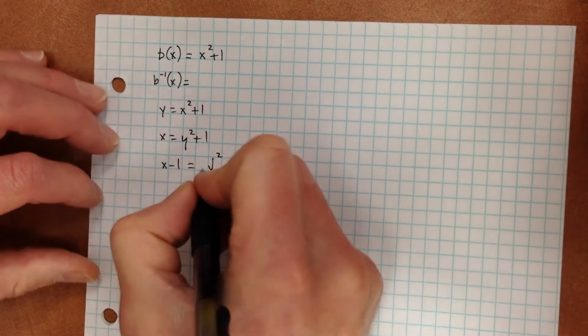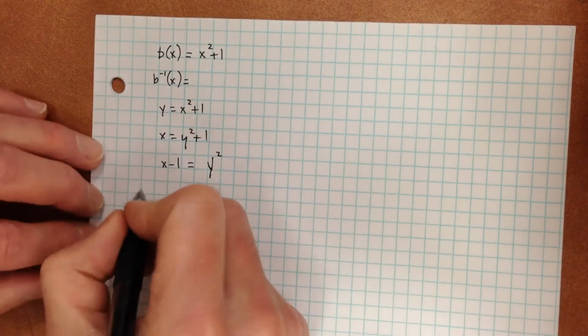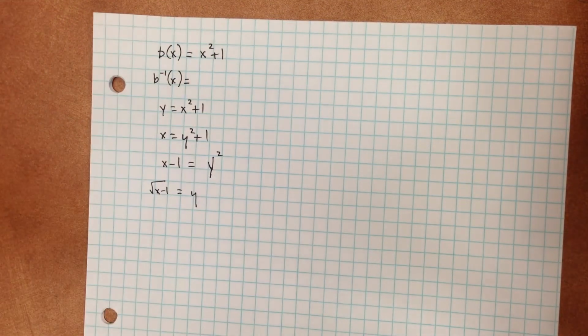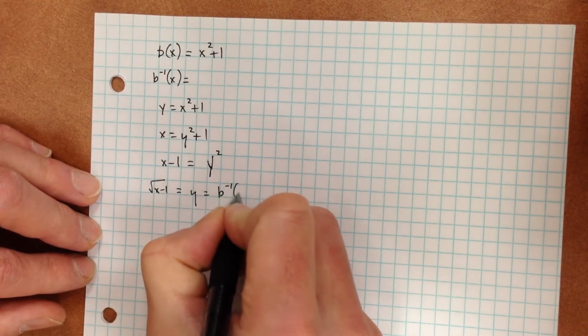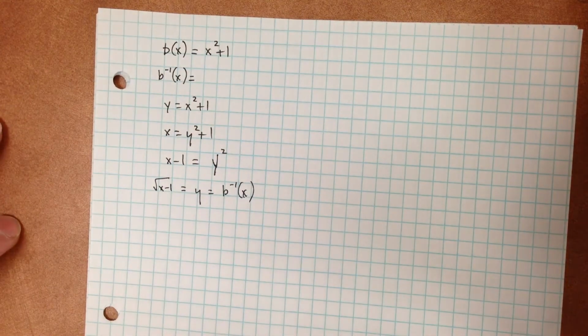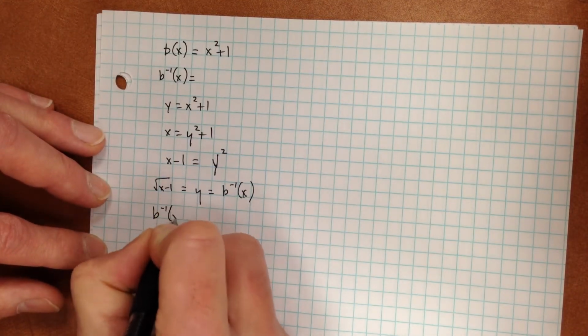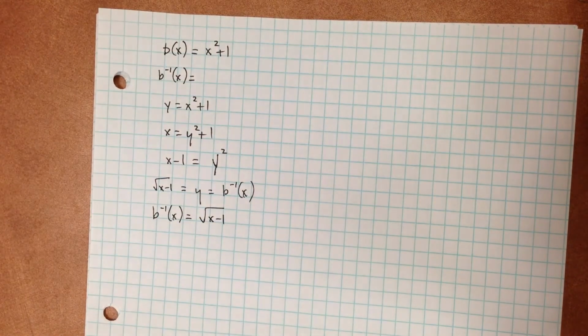Y squared, all right. The way I'm going to undo that would be to take the square root of both sides. So I'd get the square root of x minus 1 equals y. Now that would be our inverse. So B inverse of x equals the square root of x minus 1. There you go. There's our inverse.